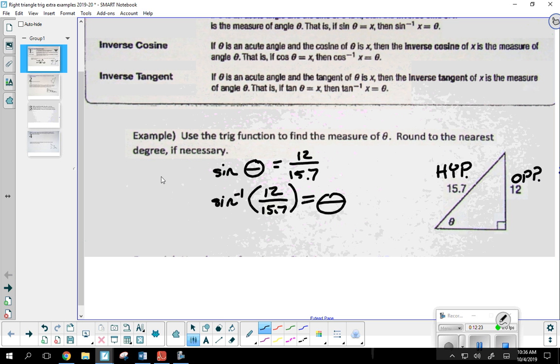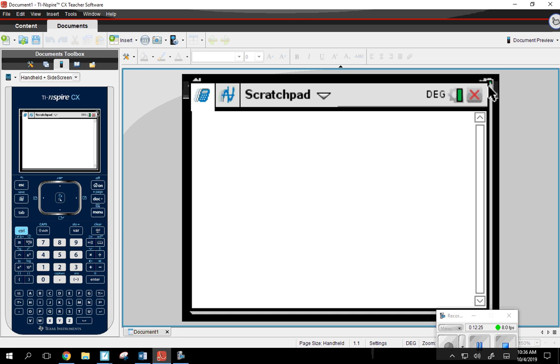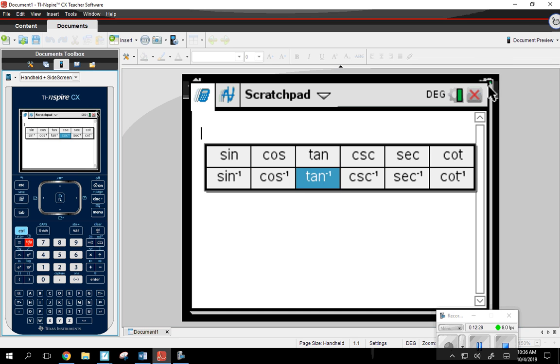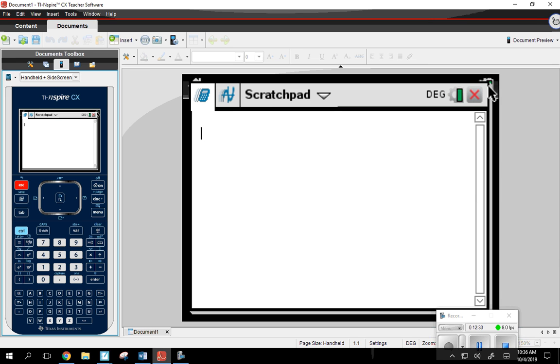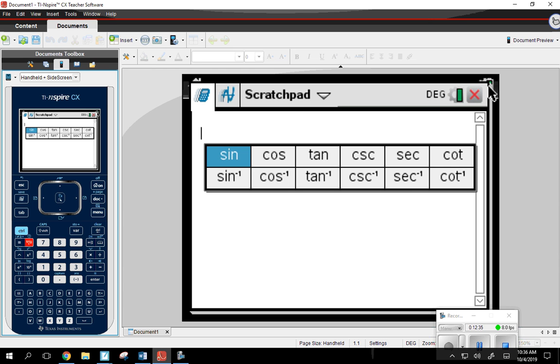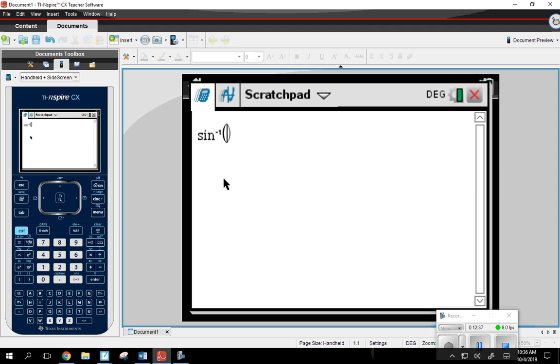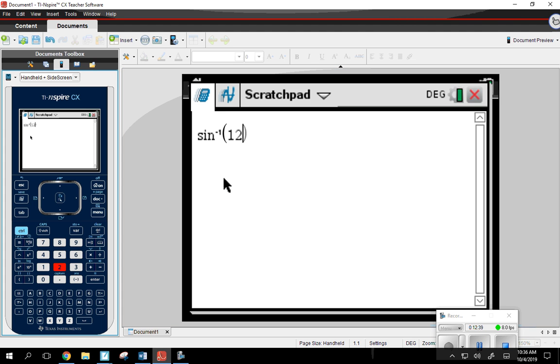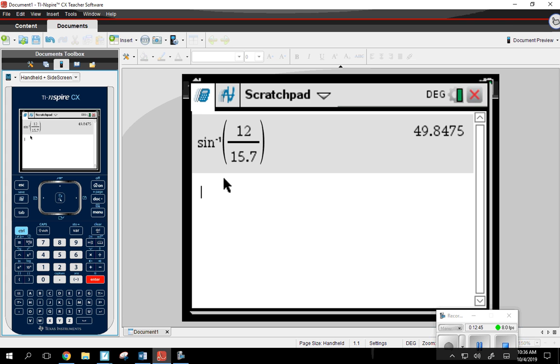Now, if you go to your calculator, it's still in the same spot right here next to 7. There's that trig button. And my calculator is having a seizure. So let's try that again. There we go. So sine inverse is directly below sine. And this was 12 divided by 15.7. Okay, so I'm going to go ahead and push enter.